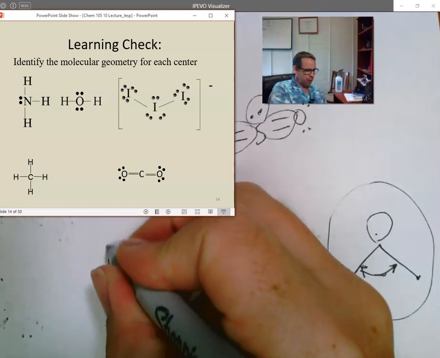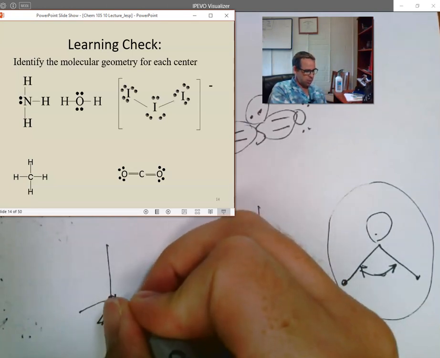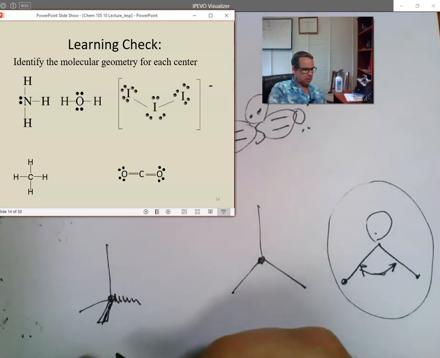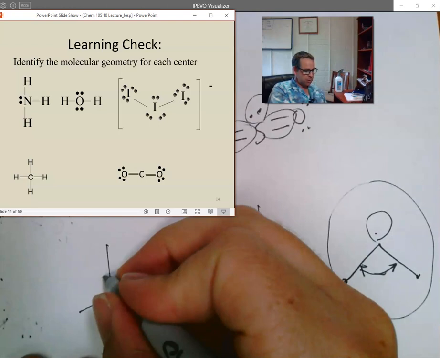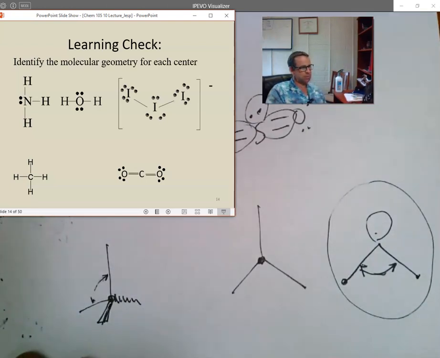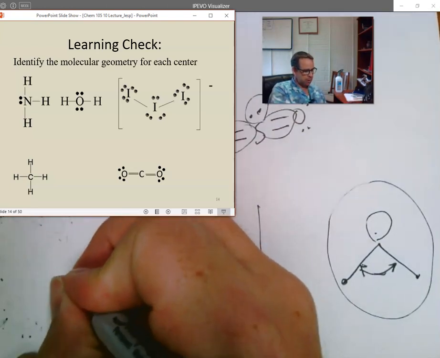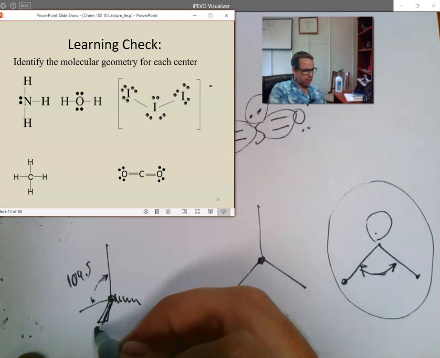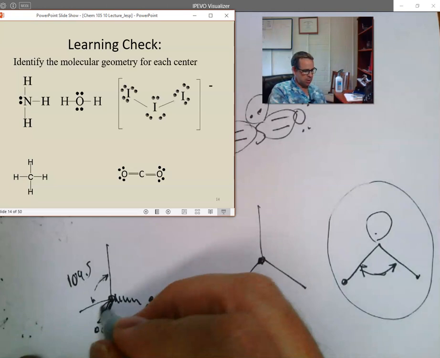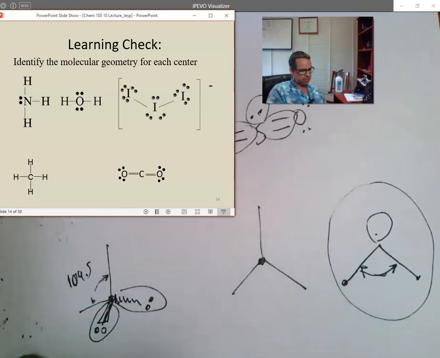So we have 4 regions, right? One coming out toward us, one going away from us in the back, and then 2 in the plane, right? And what are the angles here, Joey? 4 regions of electron density, what are those angles? 109.5. 109.5, right? But 2 of these regions now are going to be occupied by lone pair electron density. So the resulting shape of the molecule, what does it look like, Joey?